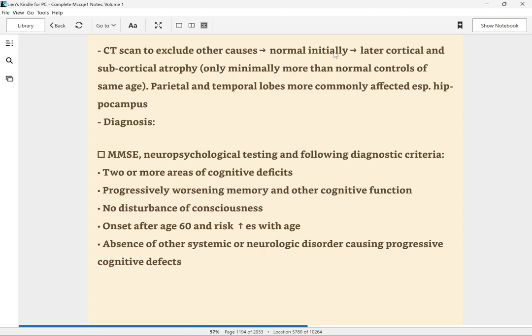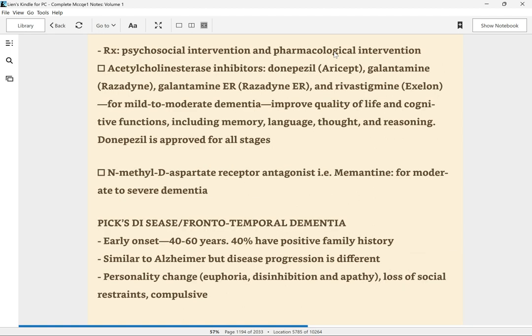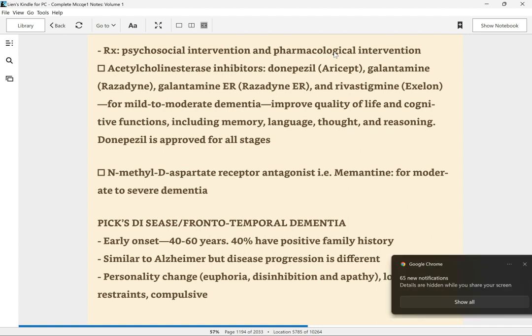Especially the hippocampus. Diagnosis: MMSE, neuropsychological testing, and following diagnostic criteria: 2 or more areas of cognitive deficits, progressively worsening memory and other cognitive function, no disturbance of consciousness, onset after age 60 and risk increases with age, absence of other systemic or neurologic disorder causing progressive cognitive deficits. Treatment: psychosocial intervention and pharmacological intervention.